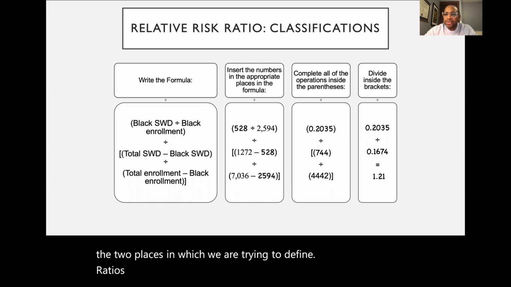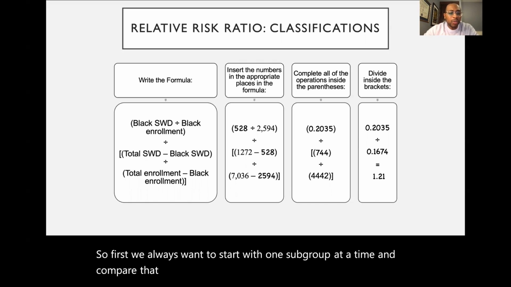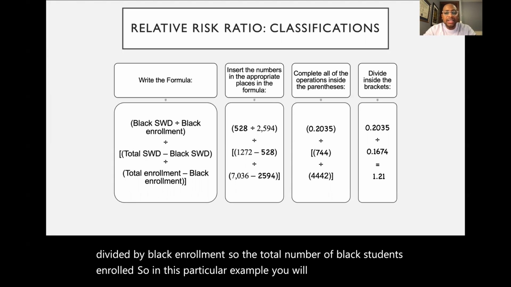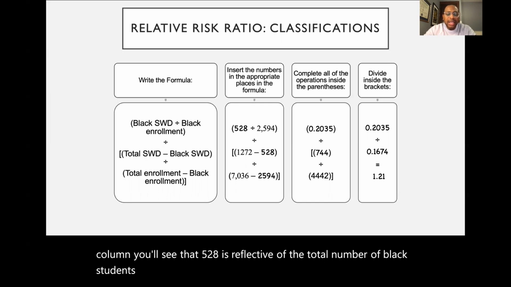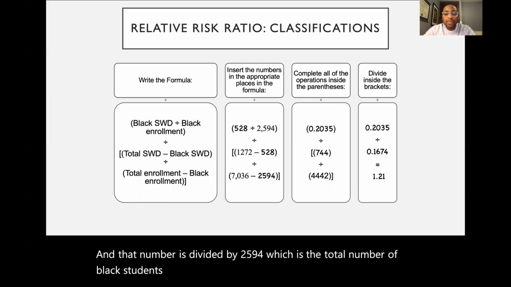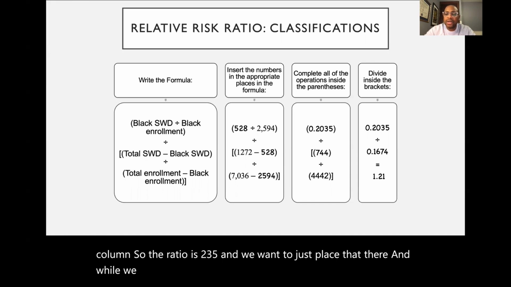So let's start with our first ratio that we need to create. First, we always want to start with one subgroup at a time and compare that one subgroup to everybody else. So we'll start with Black students. We'll take Black students with disabilities divided by Black enrollment, the total number of Black students enrolled. In this example, in the second column, 528 is the total number of Black students with disabilities. That number is divided by 2,594, which is the total number of Black students that are enrolled. When we do that division, that gives us our first ratio, which you'll see in the third column. The ratio is 0.2035.